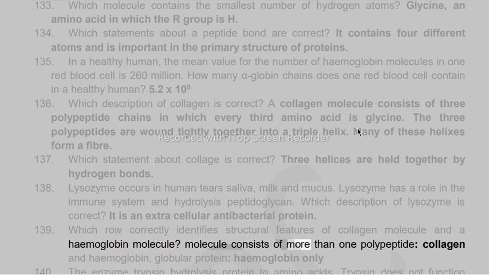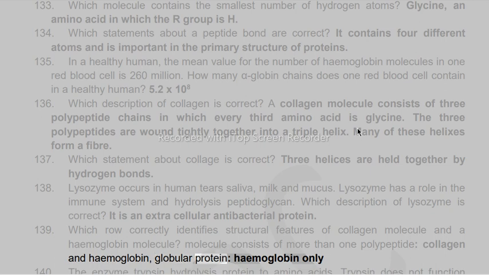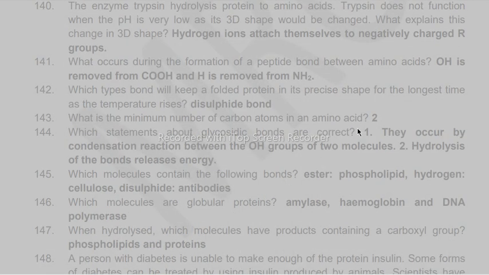Molecule consists of more than one polypeptide: collagen and hemoglobin, globular protein, hemoglobin only. 140. The enzyme trypsin hydrolyzes protein to amino acids. Trypsin does not function when the pH is very low, as its 3D shape would be changed. What explains this change in 3D shape? Hydrogen ions attach themselves to negatively charged R groups.